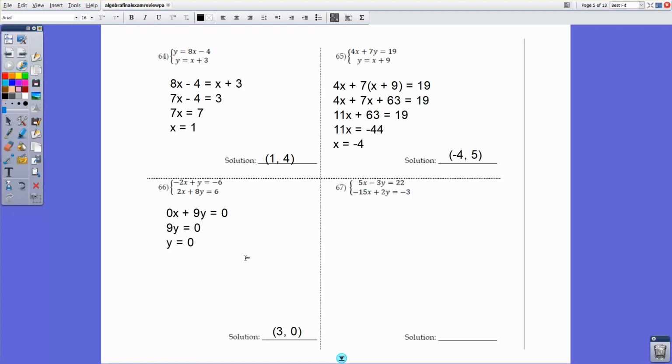Okay, and then just to make sure, negative 2 times 3 is negative 6, plus 0 is negative 6, so it works. And of course it would also work here as well. 6 plus 0 does equal 6.